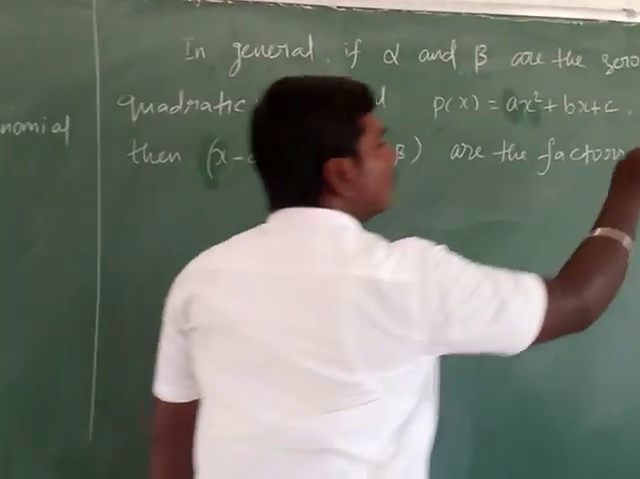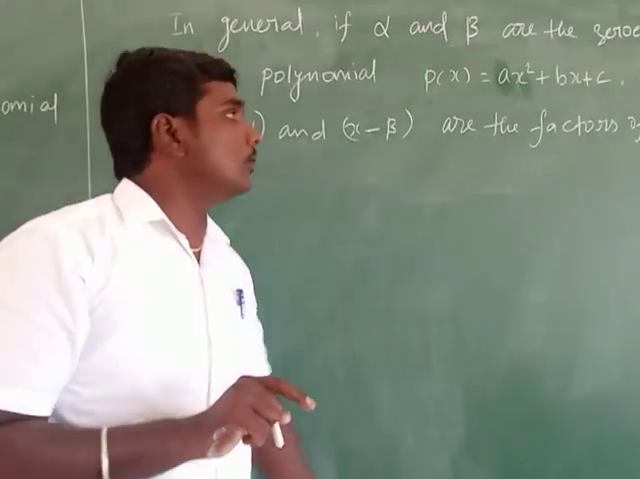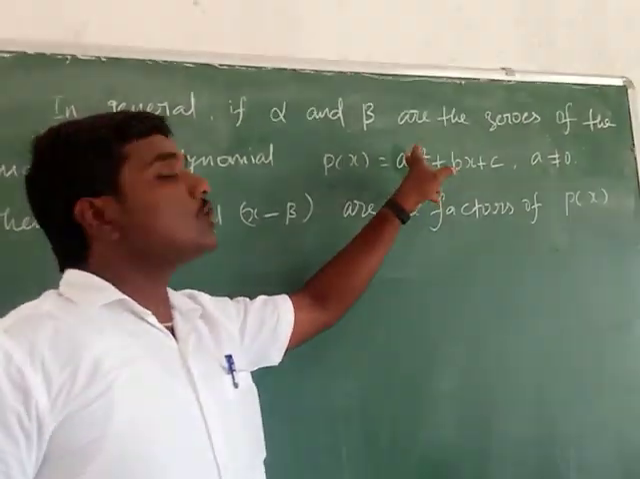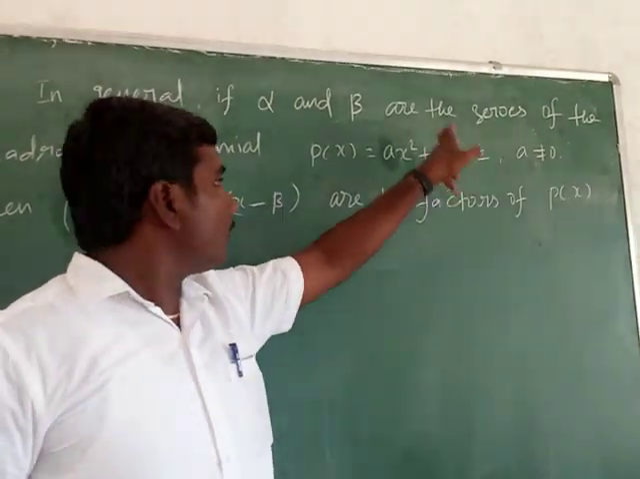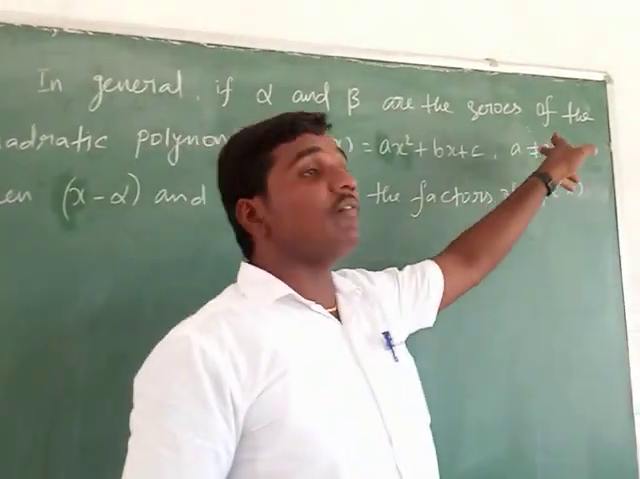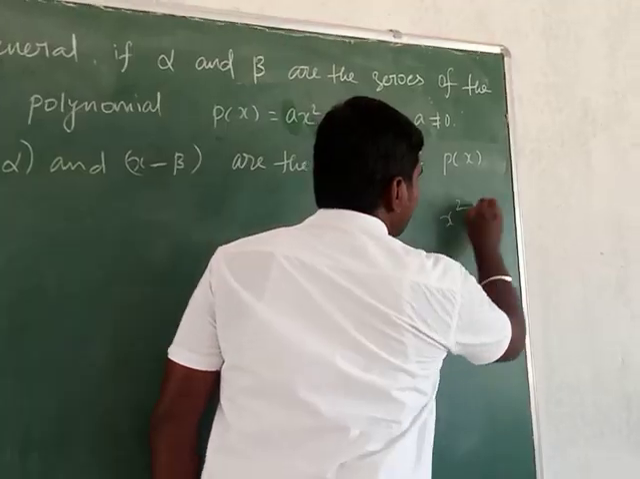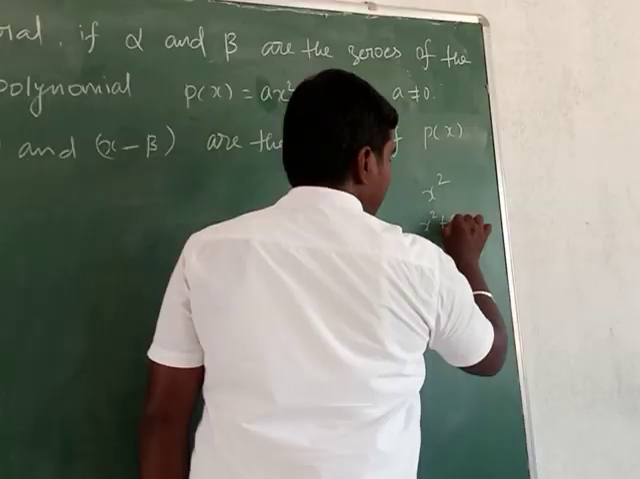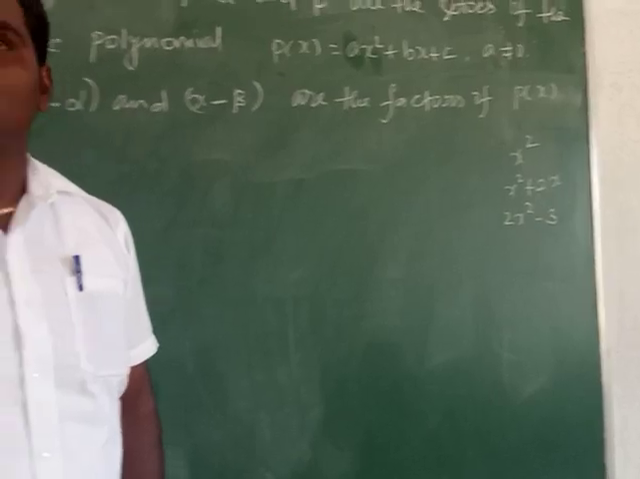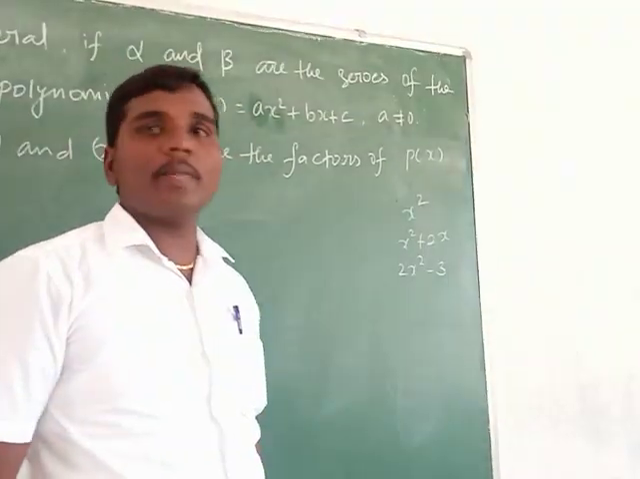Why is a not equal to 0? Suppose a is equal to 0, then the whole x square term is 0. So this quadratic polynomial reduces to a linear polynomial, since the highest power is 1. So the only condition given is a is not equal to 0; b may be 0, no problem. For a quadratic polynomial we need a not equal to 0.